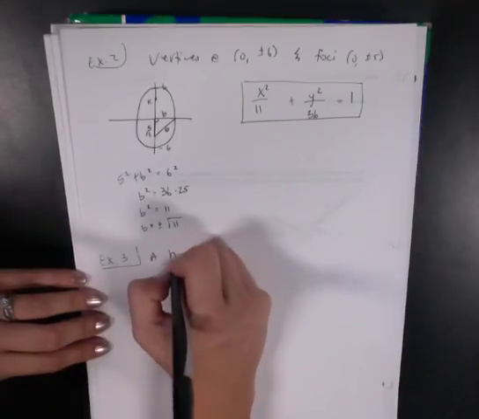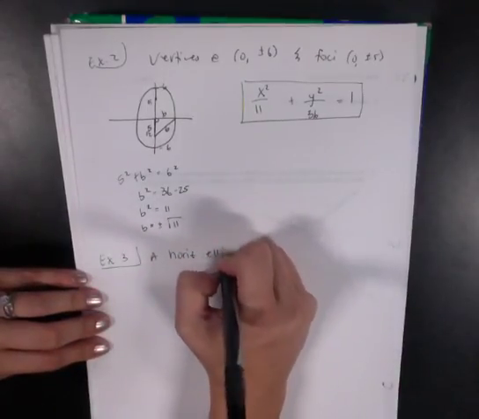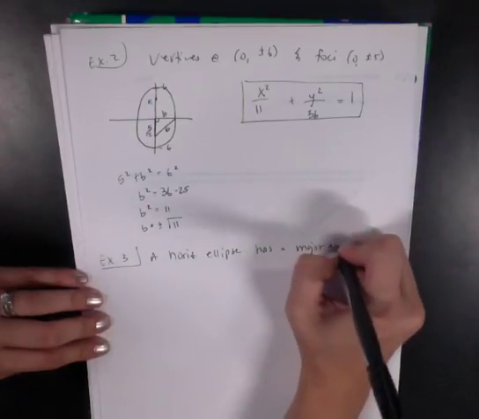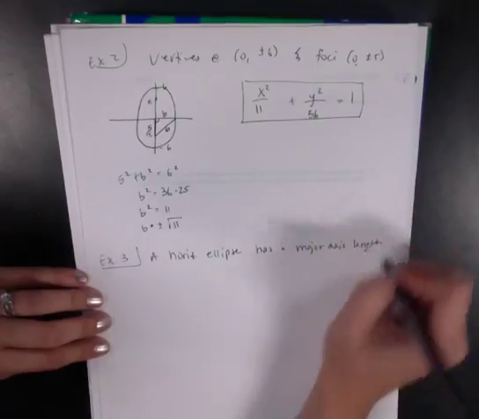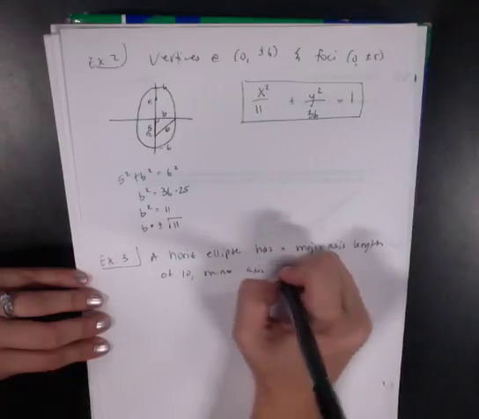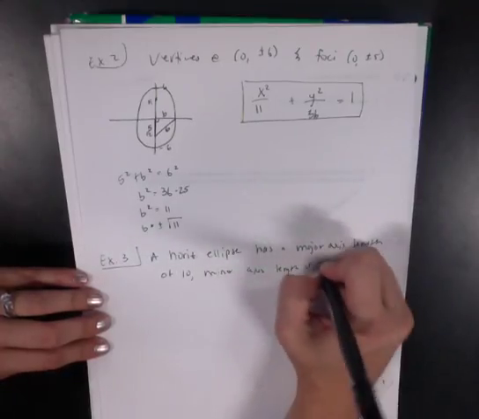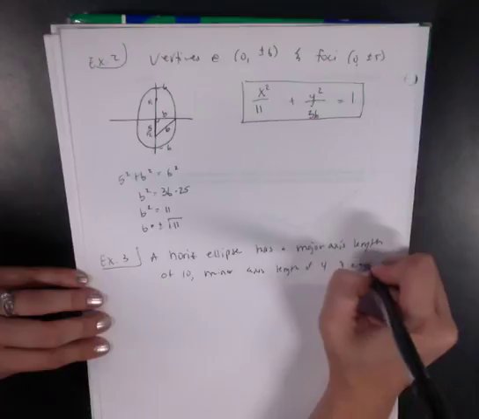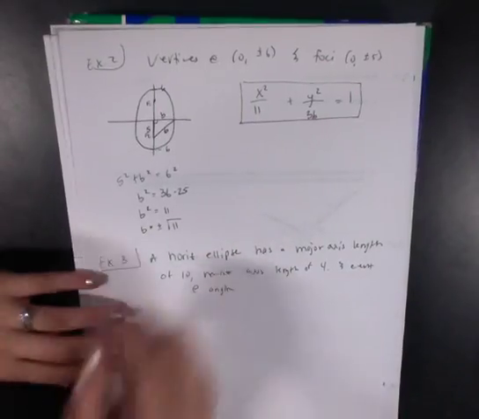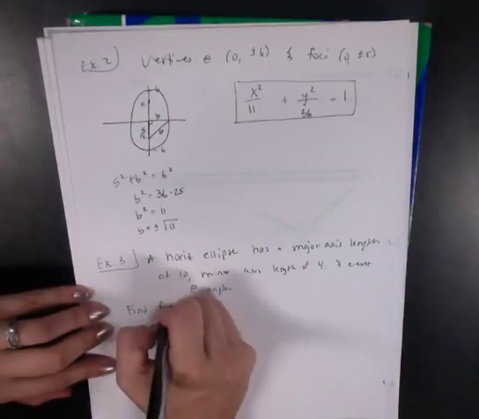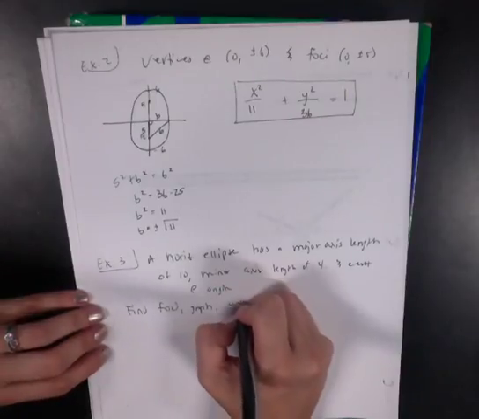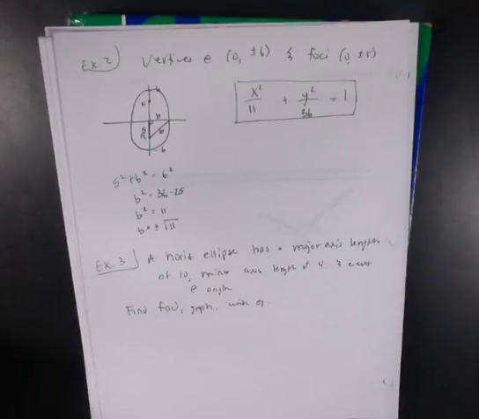A horizontal ellipse, nice they tell us that, has a major axis length of 10, minor axis length of 4, and center at the origin. Find foci, graph the ellipse, and write the equation.